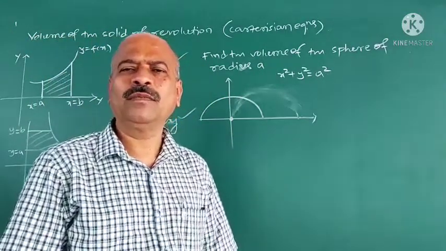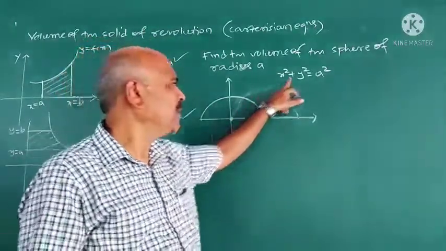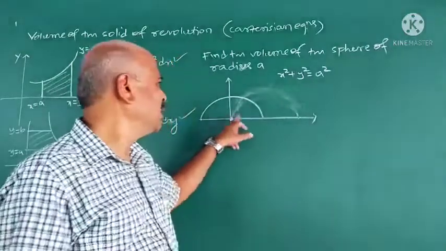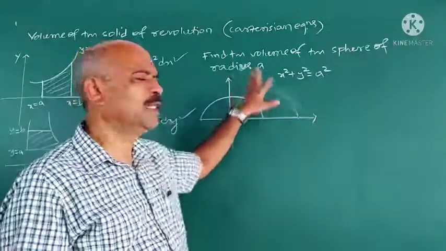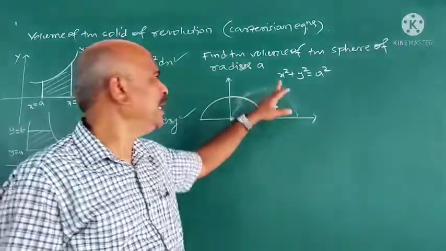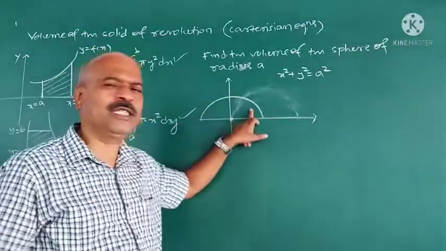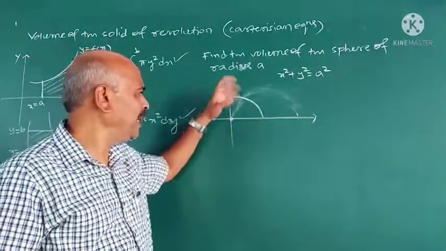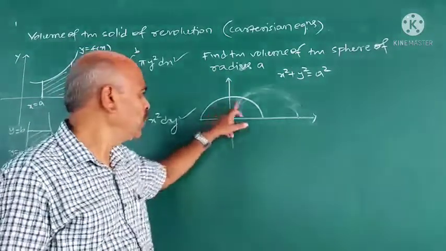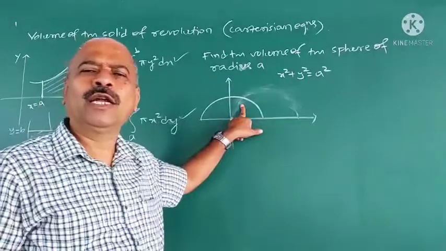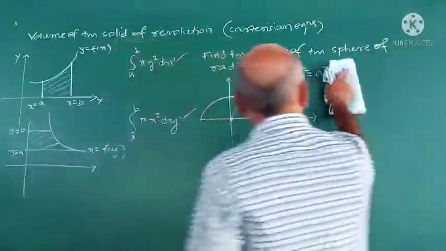That is the volume of the solid of revolution. What is the question now? The area bounded by the circle x square plus y square is a square is revolved about the x axis. Then what is the volume of the solid so formed? Here, whether you revolve the entire circle or only the upper half of the circle, you will get the same sphere. Therefore, say I start like this.